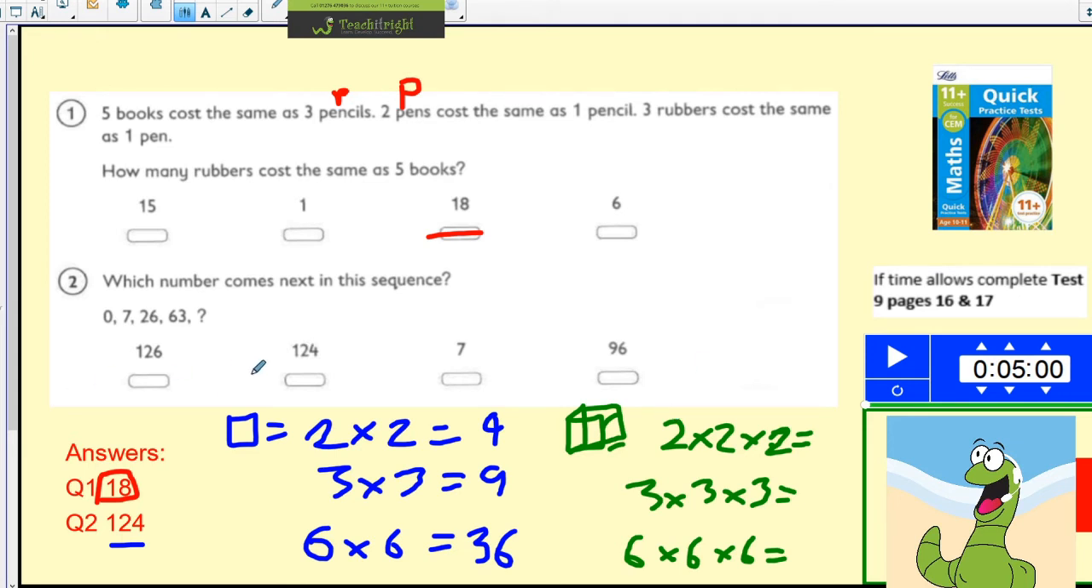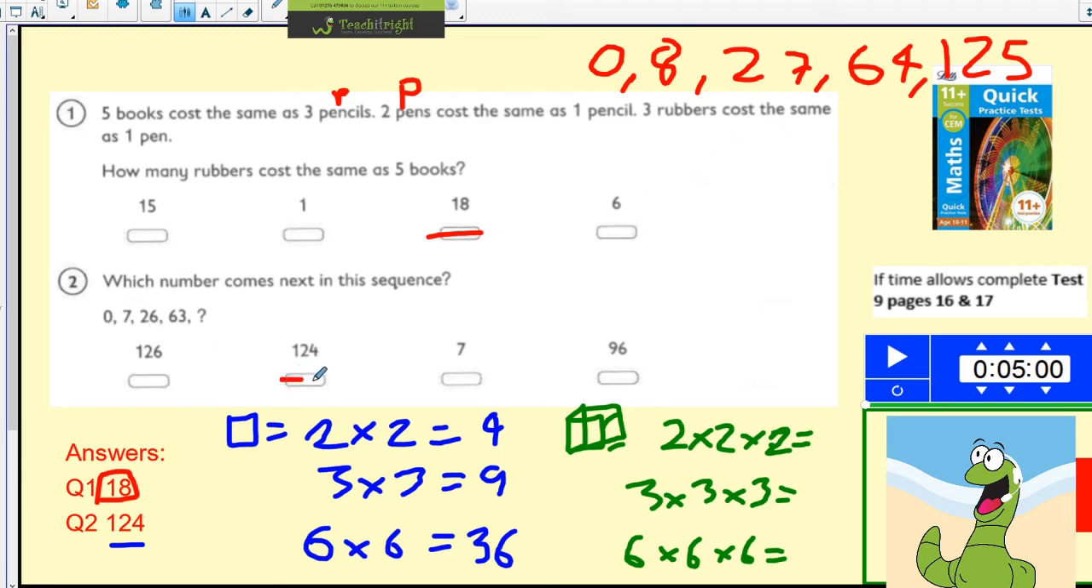So in this case, what are my cube numbers? Well, they are 0, 8, 27, 64, the next one 125, and if you look at this sequence here, all of these are just 1 less than that. How tricksy. So in this case, the answer would be 124 because it's 1 less than 125.